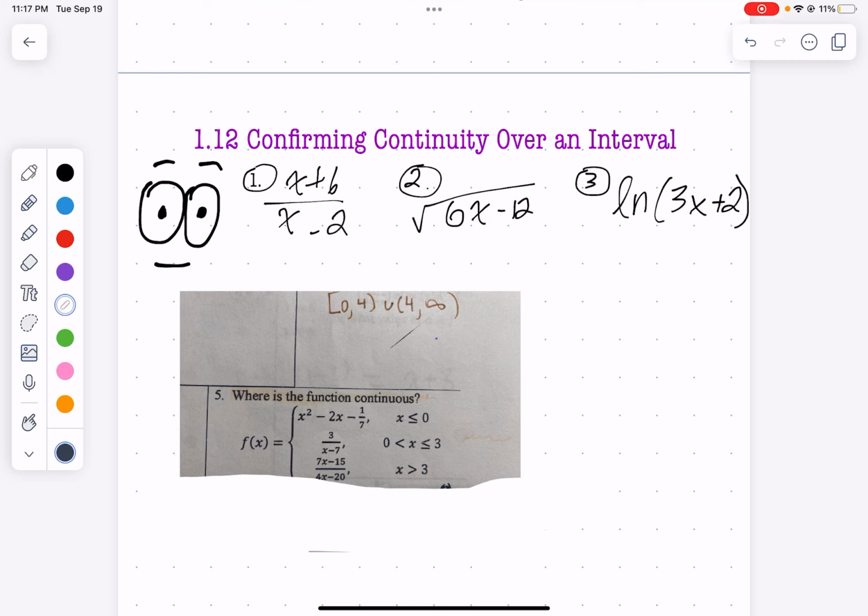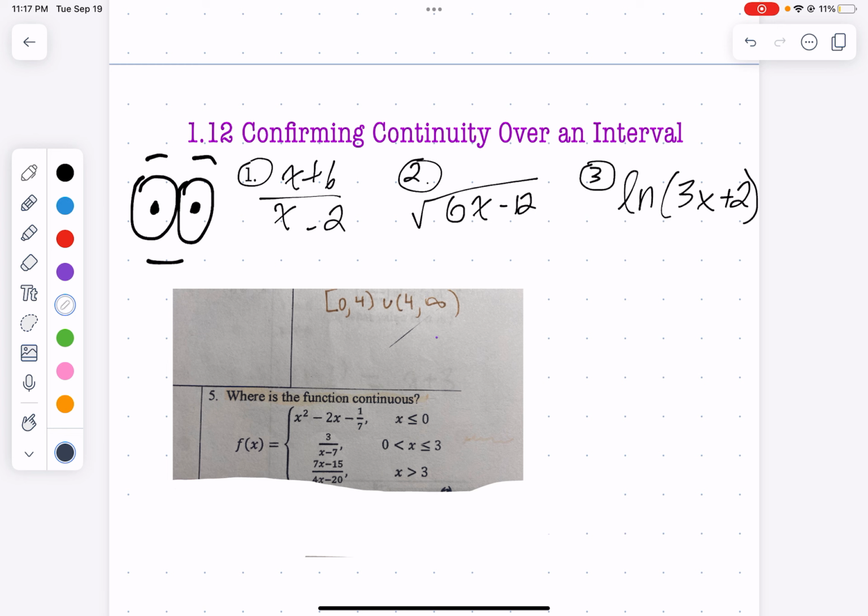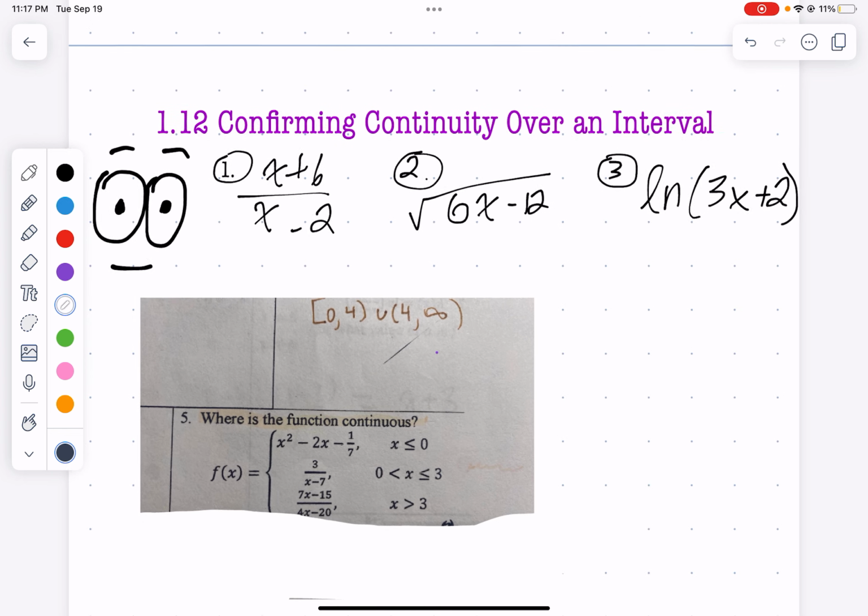Alrighty guys, welcome back to Michelle's version of calculus, and today we have unit 1.12, confirming continuity over an interval. An important thing to look for with confirming continuity over an interval is you're going to be doing a lot of finding the domain of stuff. And here are three little scenarios to watch out for when you're trying to find the restriction of a domain.